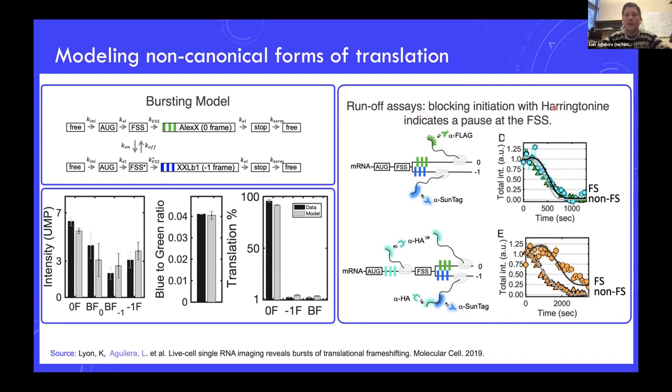Those runoff assays are basically implemented by using this drug, harringtonine, that is blocking ribosomal initiation. So this causes a decrease in the intensity of the signal. We have it for one construct where the frame shifting is very close to the start codon, and we can observe that there is not a big difference between frame shifting and not frame shifting spots. But then we have this other construct where the space between the start codon and the frame shifting sequence is a little bit longer, and what we observe in the intensity is some accumulation, some delay in the decrease of the intensity, and this is an indirect measurement of some pause in the system.